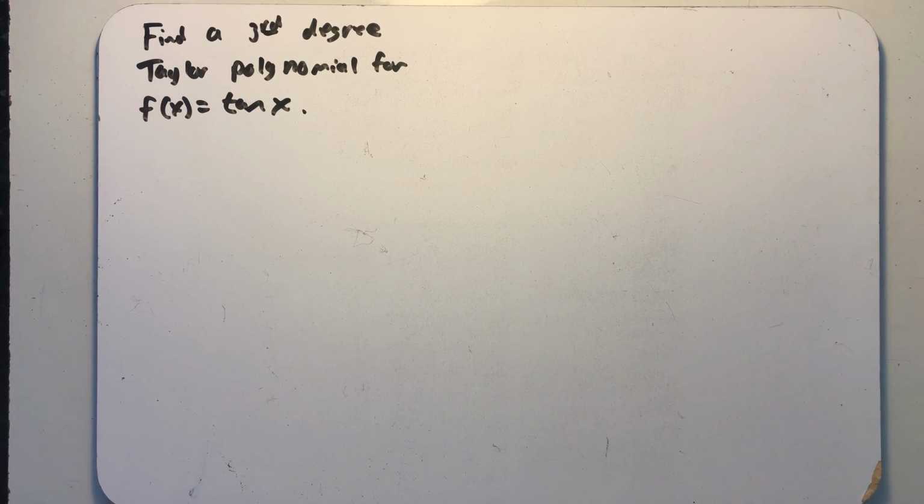Let's find a third degree Taylor polynomial for tangent. f of x equals tangent x. So we'll start. We have the function written down. Let's take some derivatives.